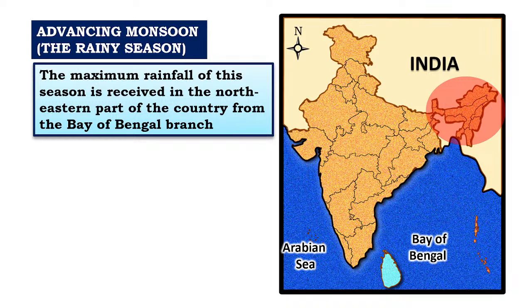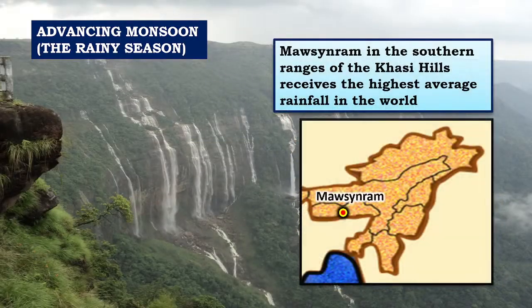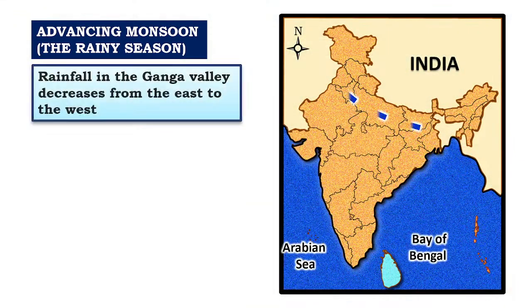Due to which branch? Bay of Bengal, because it carries a lot of moisture from the Bay of Bengal. Okay, so look at this. Can you see Mawsynram? It is written here, Mawsynram. Where is Mawsynram? Meghalaya. In the southern hills of the Khasi Hills, it has the highest rainfall in the world. You have already written this point here.